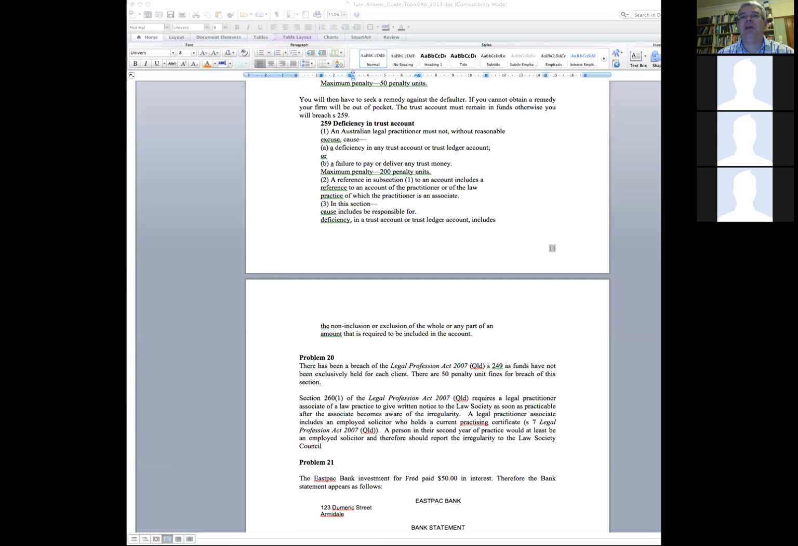So just skipping down so I can read what problem 20 is. What does it say? You notice that money has been removed from the trust account on one of your files, but has been replaced the next day. Okay, alarm bells. Alarm bells should be ringing.